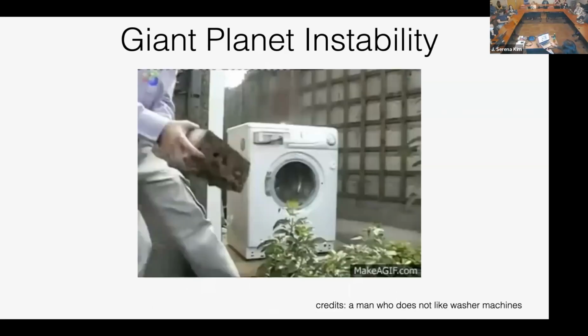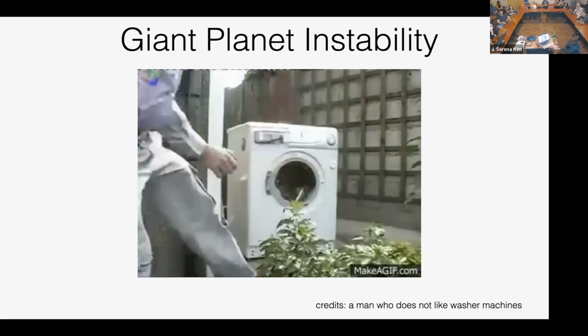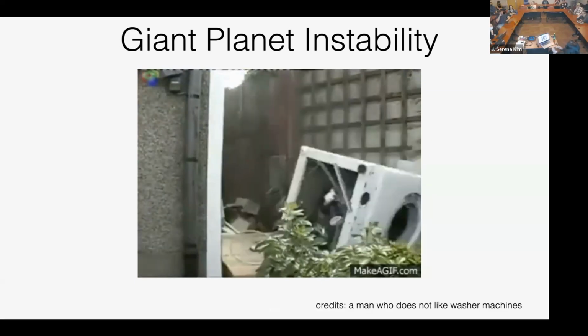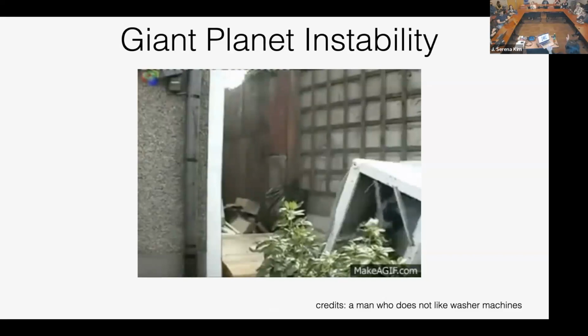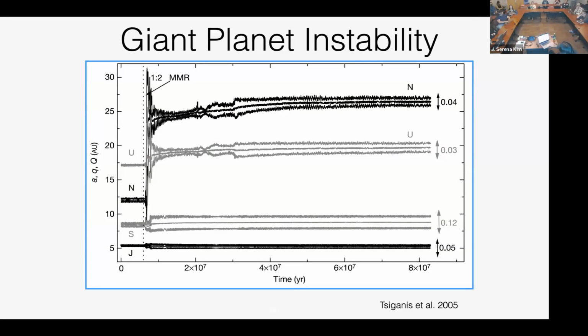And when Jupiter and Saturn reach a 2-to-1 ratio in their orbital periods, this basically happens. Someone takes a brick and you throw it into the washing machine, and the outer solar system just goes kablooey. What that actually looks like in terms of plotting here is this is from the famous Nature 2005 paper of Tsiganis et al. You have the planets start to migrate. Jupiter migrates inwards and Saturn migrates outwards, and when they start to reach a 2-to-1 ratio, their orbits start to chaotically readjust themselves, which causes this destabilization of that planetesimal disk.